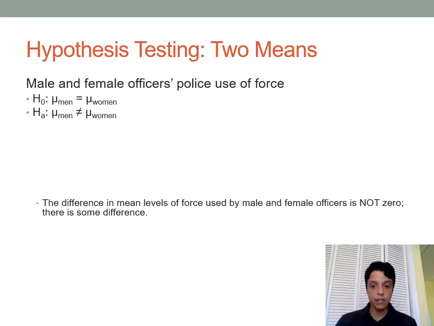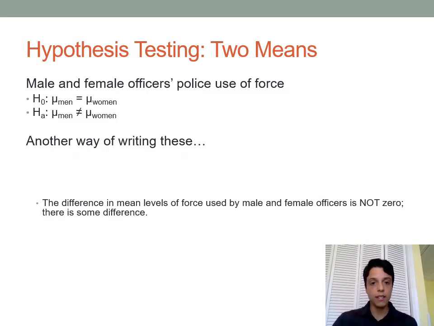So that's your null hypothesis. And if we find evidence against it in our sample, then we would have evidence in favor of our alternative hypothesis, which is whatever's left over if you rule out the null hypothesis. So your alternative hypothesis in this example would be that the mean amount of force used among male police officers is different or not equal to the mean amount of force used by female police officers in the population as a whole.